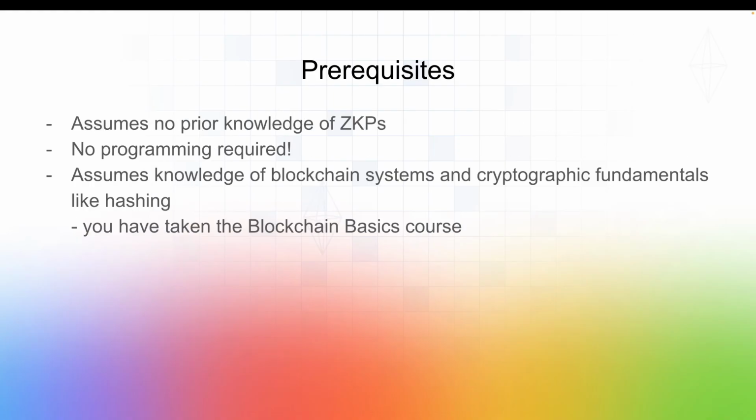So as I said, this course assumes no prior knowledge of zero knowledge proofs. We're not really going to go into the math and we're not going to be doing any programming. There aren't really any prerequisites. However, I will assume that you have taken the blockchain basics course.